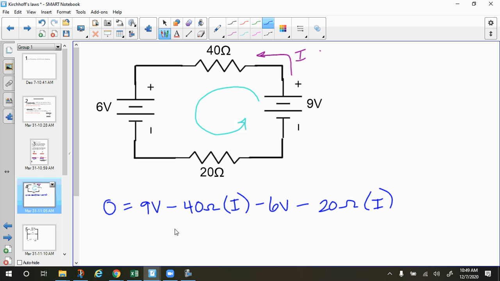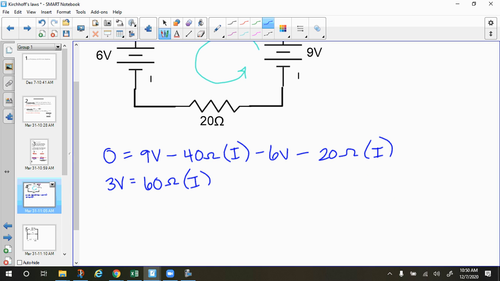So I can see I have 9 minus 6, and then I can add my 40 plus 20, so I end up with 3 volts equals 60 ohms times I, and then I can isolate I: 3 volts over 60 ohms, and that gives me 0.05 amps. So that's a pretty simple one. Let's try a more challenging one.